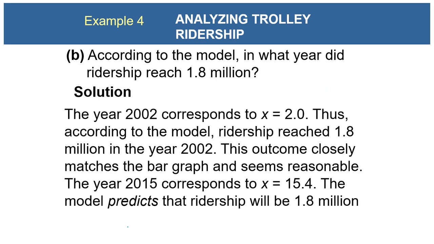The year 2002 corresponds to x equals 2. Thus, according to the model, ridership reached 1.8 million in the year 2002. This outcome closely matches the bar graph and seems reasonable. The year 2015 corresponds to x equals 15.4. The model predicts the ridership will be 1.8 million.